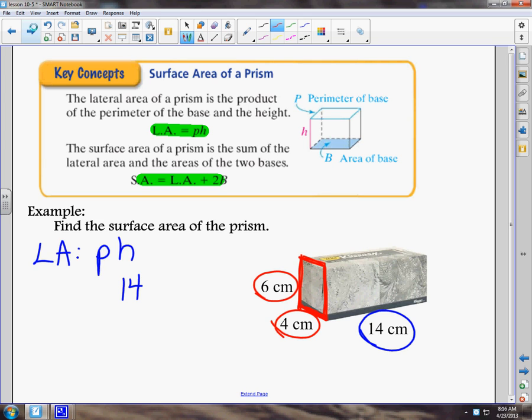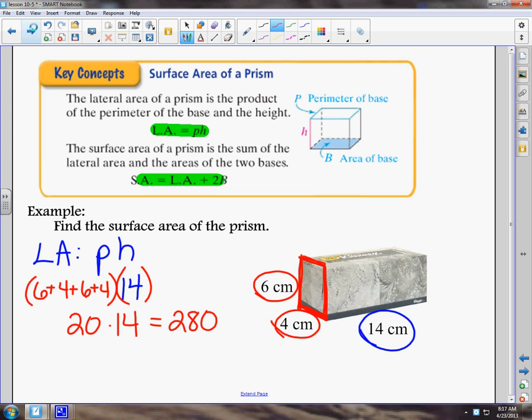So the lateral area is the perimeter. If I add up my perimeter, it's the perimeter of the base. It would be 6 plus 4 plus 6 plus 4. And then I'm going to multiply that by my height. So my perimeter of my base is 20 times 14. 20 times 14 is 280.